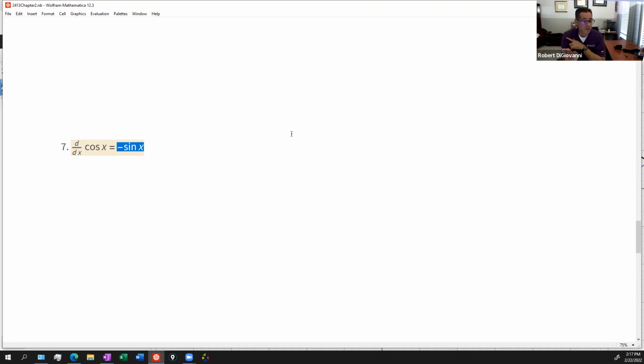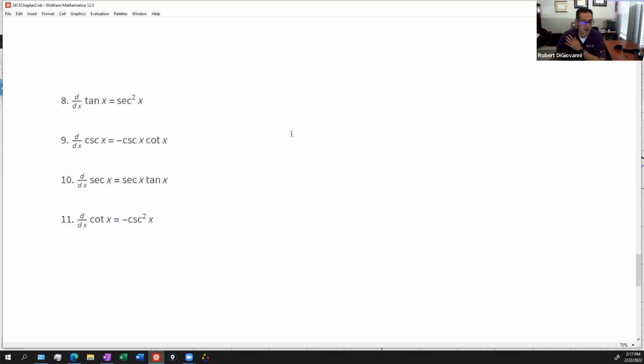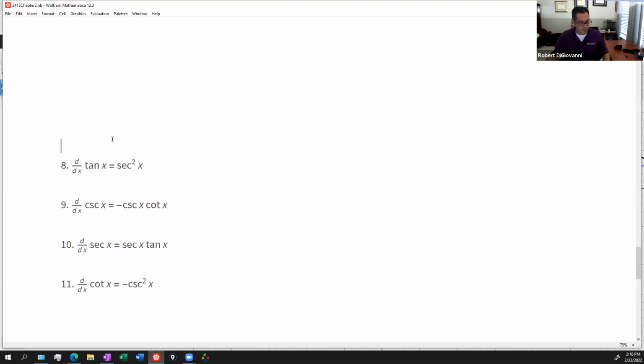You ready for the derivative of tangent? I'm not going to prove it to you. I'm just going to give it to you. All right. Derivative of tangent of x, secant squared x. Here are the other 3. The derivative of cosecant of x is negative cosecant of x cotangent of x. The derivative of secant x is secant x tangent x. The derivative of cotangent x is negative cosecant squared x. For sure, you should have these memorized.